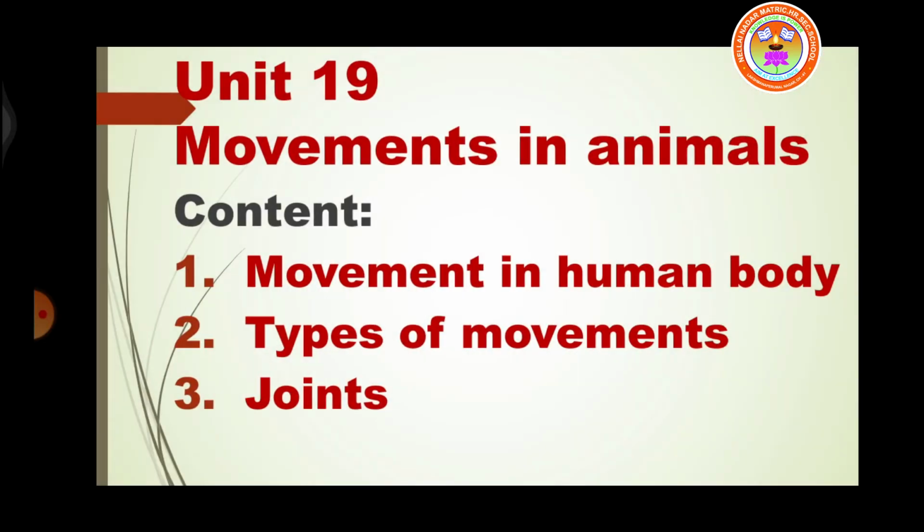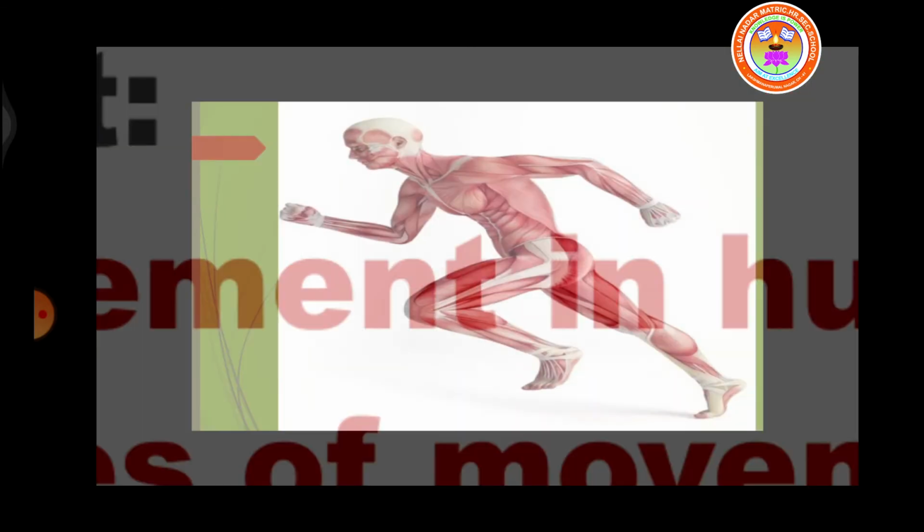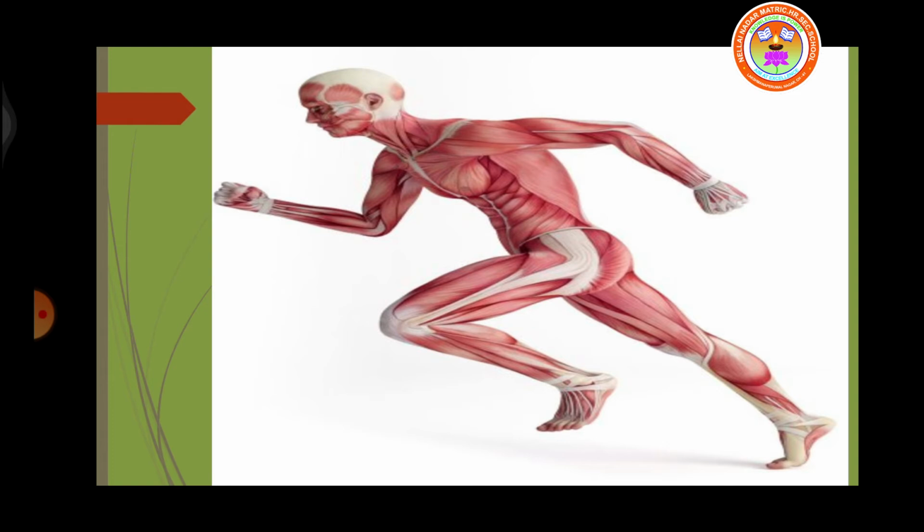Today, we are going to continue the same unit, Movements in Animals, that is unit number 19. In this session, we are going to discuss different types of movements in human beings as well as other animals and different types of joints. Humans can move some parts of their body in different directions. However, some body parts can be moved only in one direction.